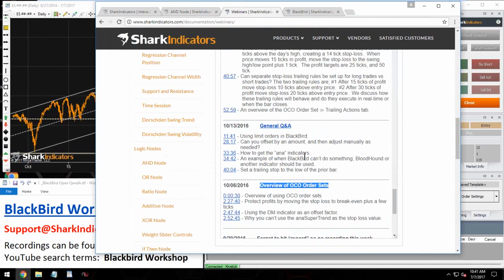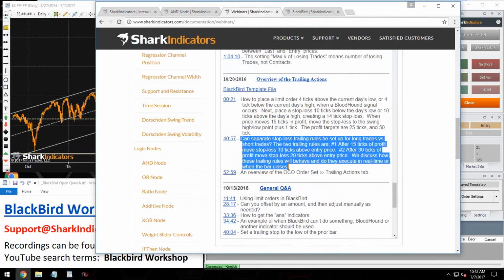Also, I'm sure that there's several other videos here. Like here's another way of how to set a trailing stop to the low of the prior bar. So there's another lesson there on using trailing rules to move your stop loss. Actually, that's a trailing stop. That's not a stop loss. That's a stop entry. Sorry. Actually, this one's trailing your stop entry, not your stop loss.